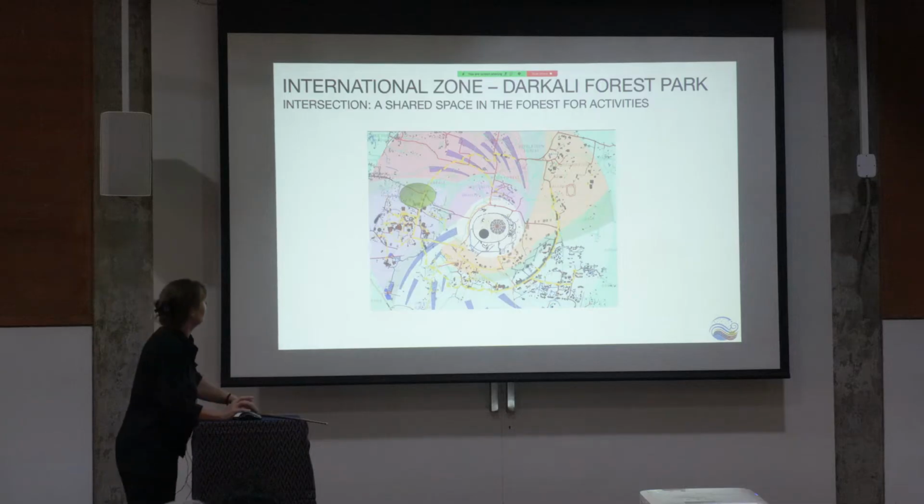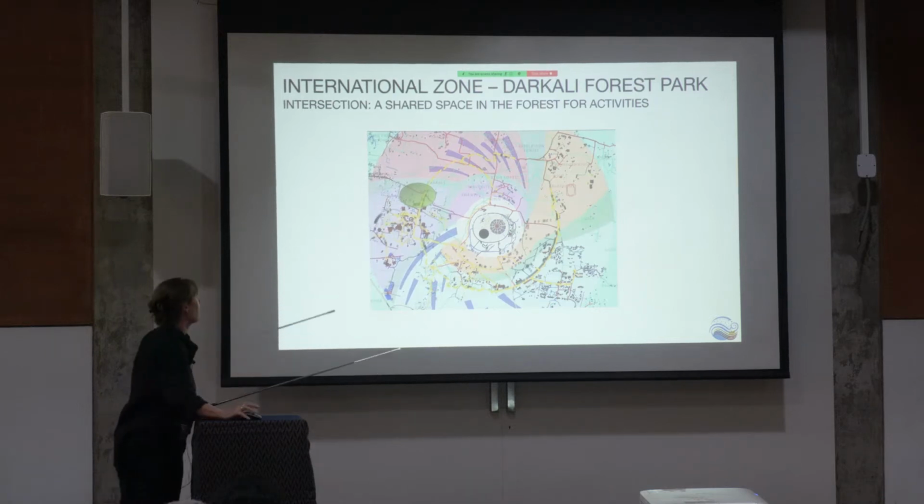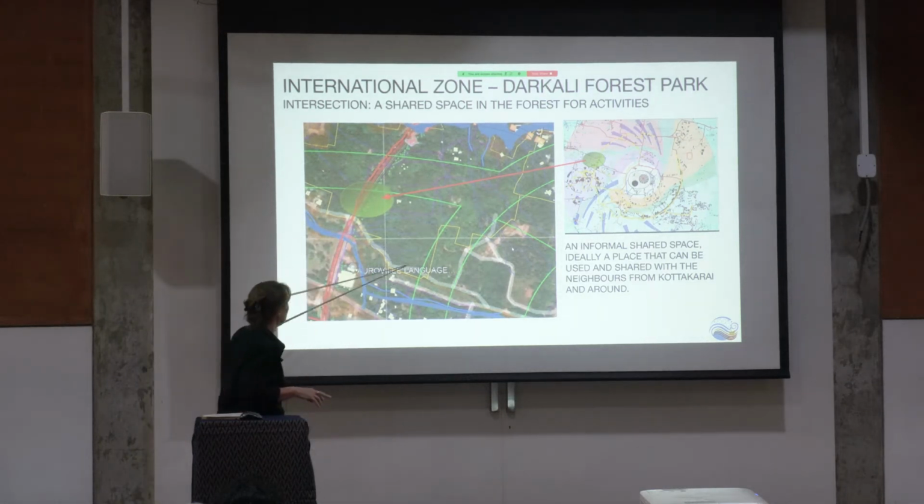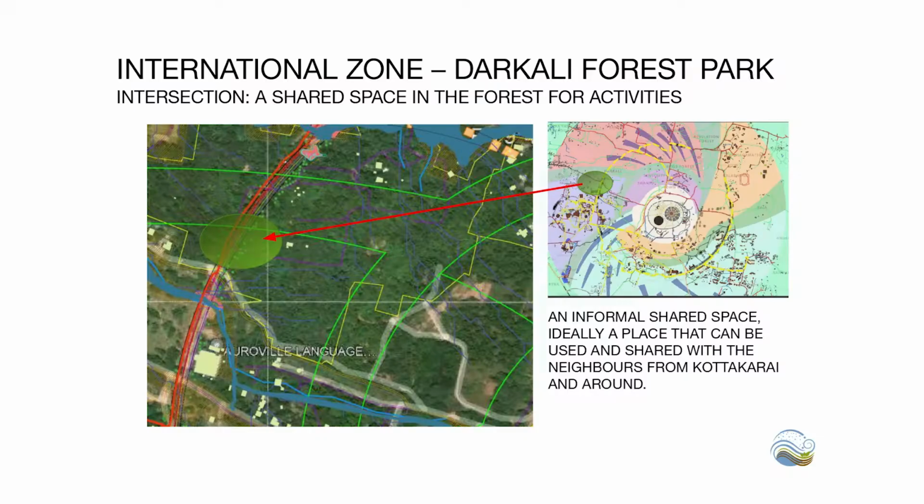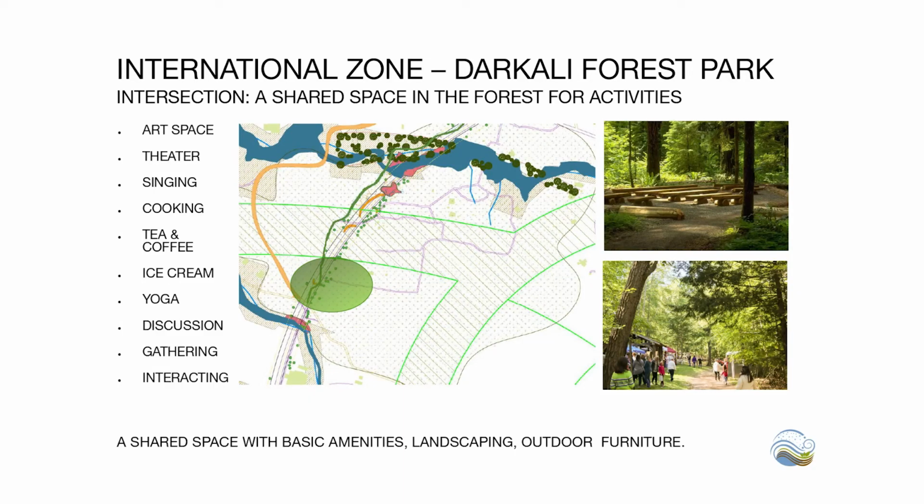So this is the International Zone Darkali Park area. Basically there you see the whole Darkali Park forest. It's a huge area. So I wanted to create a spot because this is the international zone. So I thought, okay, what can we do there? We have the beautiful forest, and something can be done. So I wanted to create a space where people can meet, informal meetings, cafes, whatever, singing, yoga, all these kind of things can happen there.